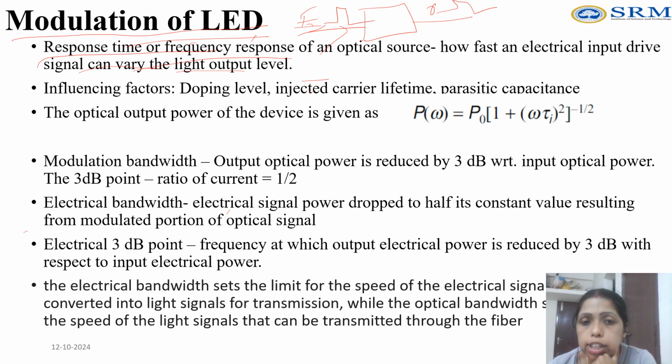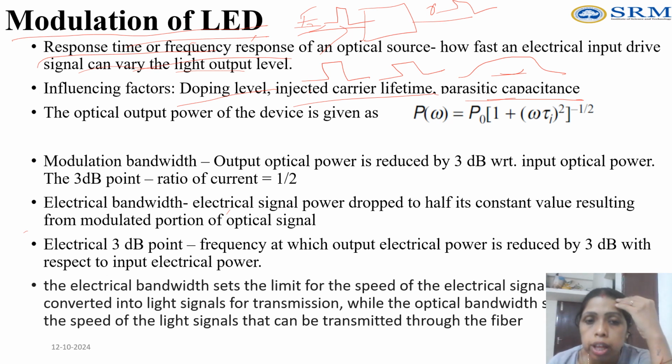Suppose this is the input signal. If the response time is low, then you can get the same pulse at the output side. But if the response time is high, you will not get such a pulse at the output side. So why does this happen? Due to various reasons: one is the doping level, injection carrier lifetime, and parasitic capacitance. These are the factors which influence the response time of the light emitting diode.